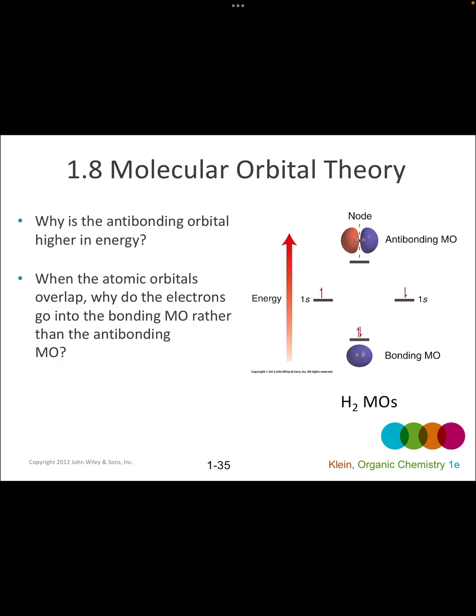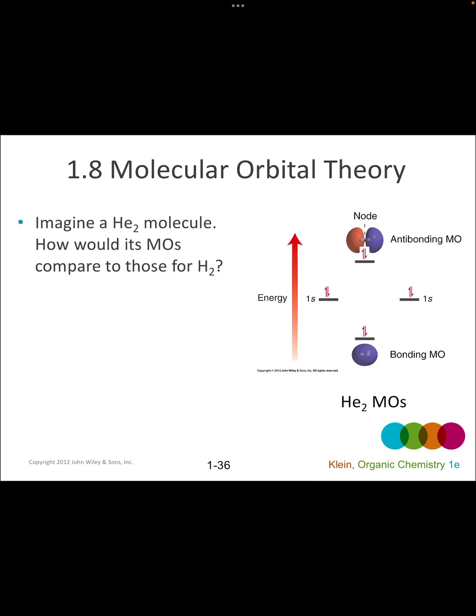With all this background, it's probably self-explanatory to answer questions like why is the anti-bonding orbital higher in energy? It's higher in energy because there's no benefit in putting electrons in that orbital. In fact, it would not contribute to bonding because the electrons are not in the middle attracting the two positive nuclei. So there's no energy benefit there. And that's why for the hydrogen molecule, there are no electrons in the anti-bonding molecular orbital.